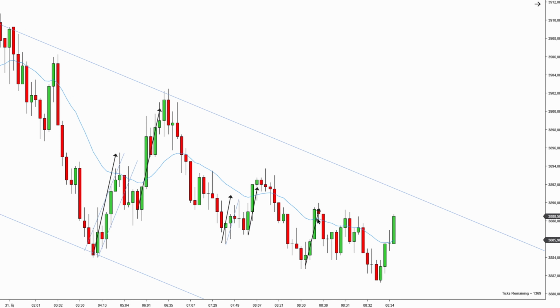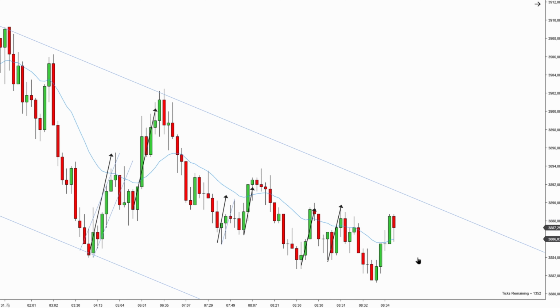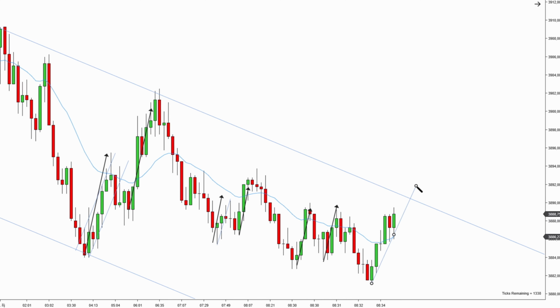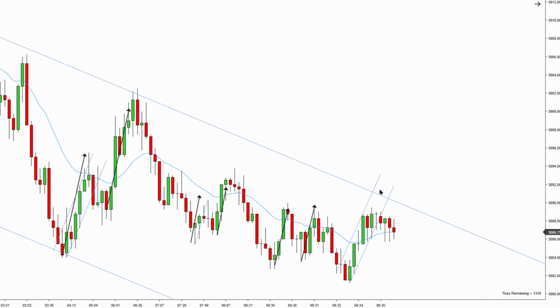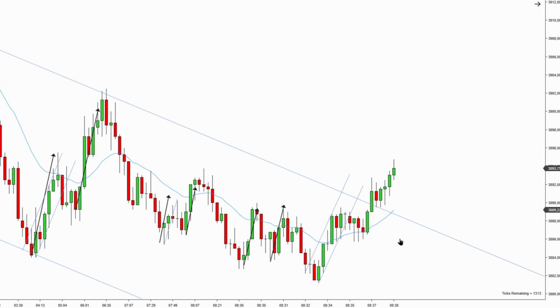And here's another last variation of a two-legged pullback. So as I can see right now, the market is correcting. My goal is to redraw the bullish channel. And I expect prices to create a new extreme for this channel following the trendline rule. And notice we are creating a new extreme.